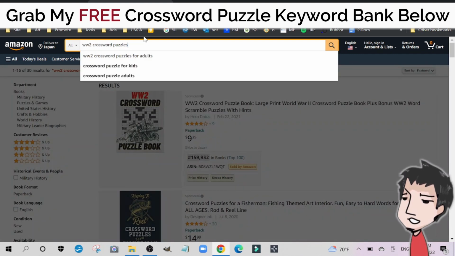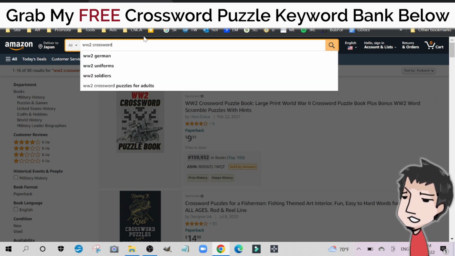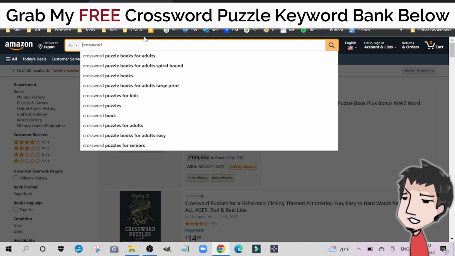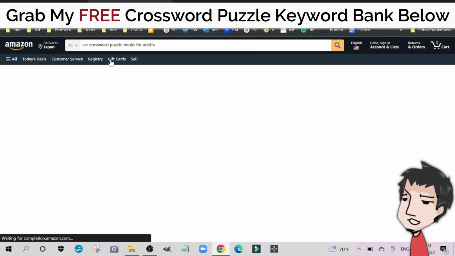Okay, let's go after another one. Let's put in, what's another type of thing or subject? Put in car. Here we go. Car crossword puzzle book for adults. Easy crossword. Plane, train, car. Okay, we have some more niches. Plane, train, car. Car lovers, car buffs. Let's go with car crossword first.